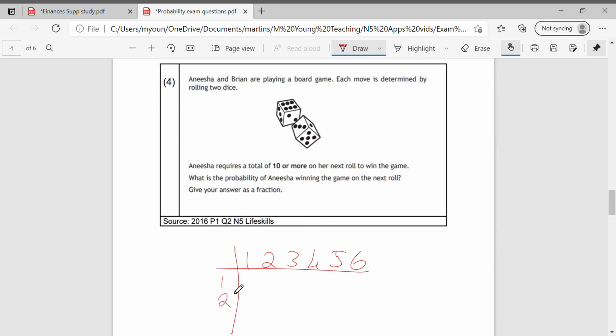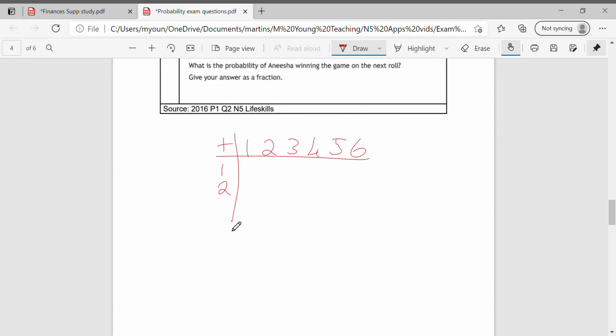And then this time, instead of timesing, I'm going to be adding these together as I go along. 1 plus 1 is obviously 2, 2 plus 1 is 3, and so on. 2 plus 1 is 3, 2 plus 2 is 4, and so on. 3 plus 1 is 4, and so on. Again, you'll probably start to notice a wee pattern.